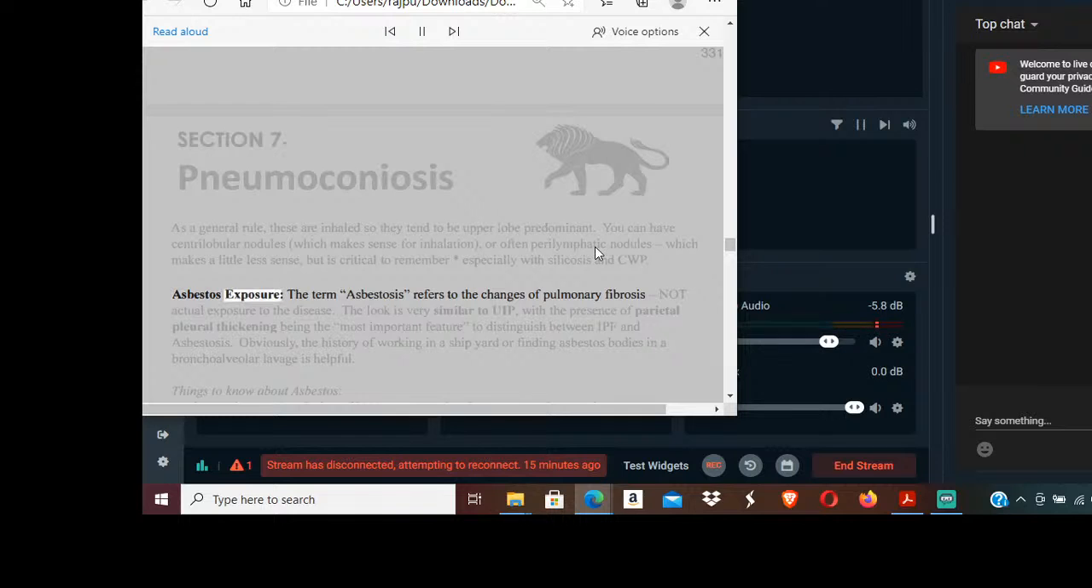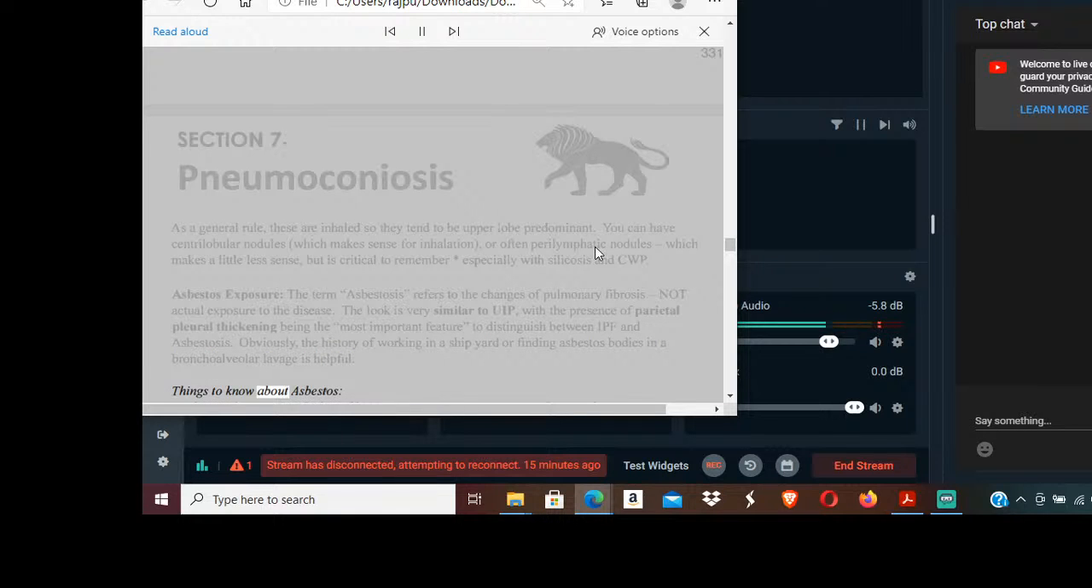Asbestos exposure. The term asbestosis refers to the changes of pulmonary fibrosis, not actual exposure to the disease. The look is very similar to UIP, with the presence of parietal pleural thickening being the most important feature to distinguish between IPF and asbestosis. Obviously, the history of working in a shipyard or finding asbestos bodies in a bronchoalveolar lavage is helpful.